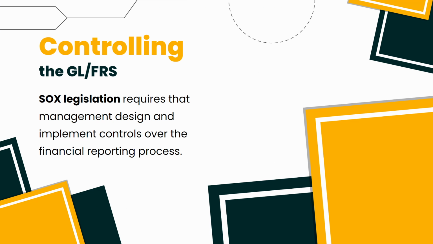Controlling the GL and FRS, or General Ledger and Financial Reporting Standards. Sarbanes-Oxley Act of 2002, or SARBOX, also known as SOX, is a U.S. law meant to protect investors from fraudulent accounting activities by corporations. SOX legislation requires that management design and implement controls over the financial reporting process.